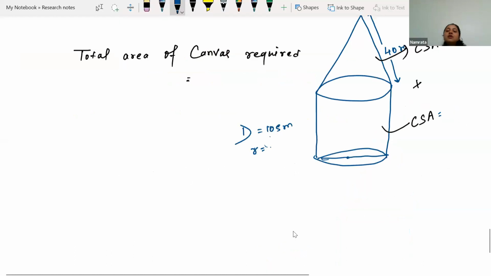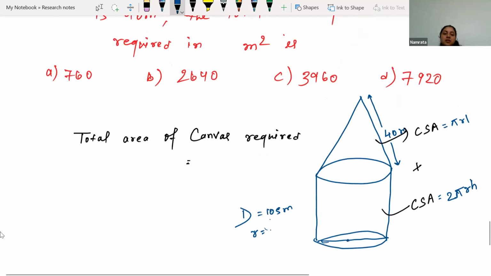What's the formula for curved surface area of the cylinder? 2 pi RH. And what's the formula for curved surface area of the cone? Pi RL. Perfect. We will be finding each and every one and adding them together. That will give us the answer for this one. Okay, so is it clear to everybody?